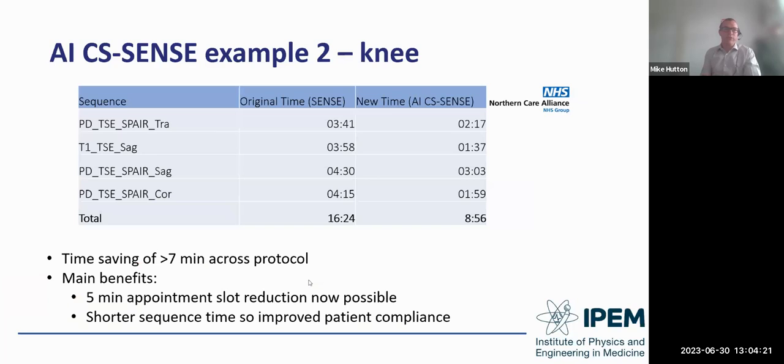So across this knee protocol, because we've gone from only having sense applied to applying AI-CS sense, then we've got a really healthy time saving. So it's gone down from over 16 minutes down to around 9 minutes, about 7-minute time saving across the protocol. So that's definitely enough to bring the appointment slot down by a bit, but also improve patient compliance from having some very short sequences in there that reduce the chance of patient motion.